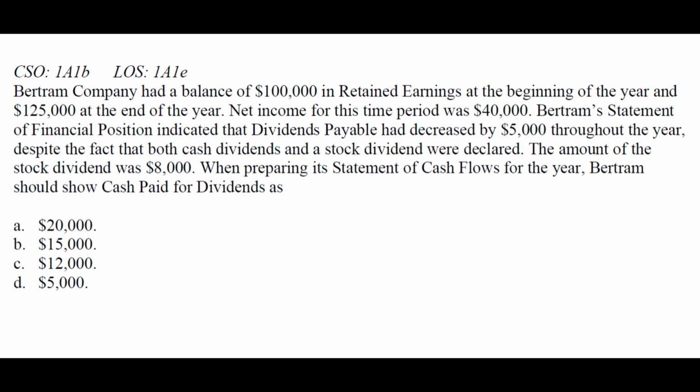Correct answer. C. $12,000. Exam tip. For dividend questions, follow these 3 steps. Calculate total dividends declared using the retained earnings equation. Subtract stock dividends to determine cash dividends declared. Adjust for the change in dividends payable to calculate cash dividends actually paid, which is reported in the statement of cash flows.